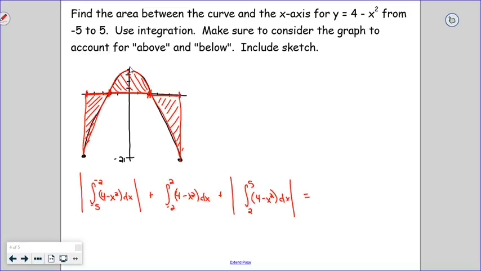So 2 sections that were below our x-axis, and what are we getting for a total on that? 64 2/3. Any questions on this? All familiar? Yes, we've done this before.